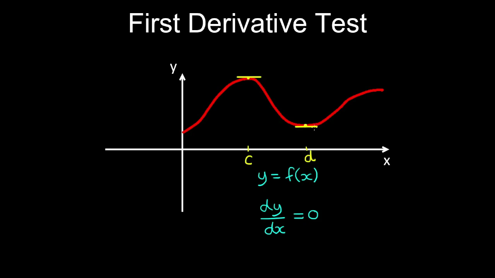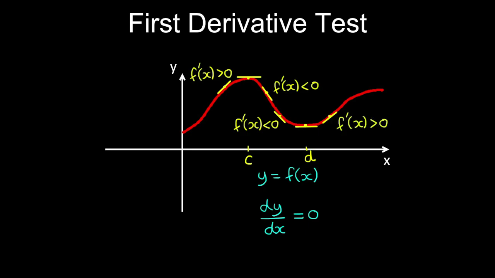Also, if we test the derivative in the vicinity of these points, so to the left and to the right, then without using the second derivative, we can identify whether the critical point is a minimum or a maximum. So on the left, the derivative is greater than 0, and on the right, it's less than 0. So this is a local maximum. And here we have the derivative being less than 0, and to the right it's greater than 0, so this is a local minimum.